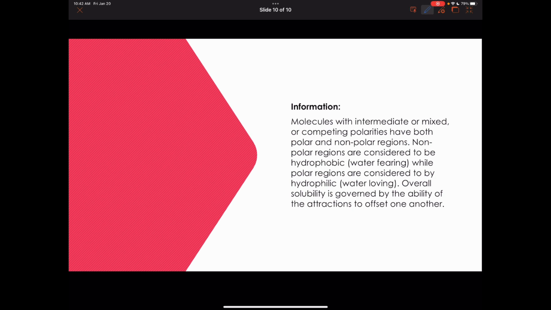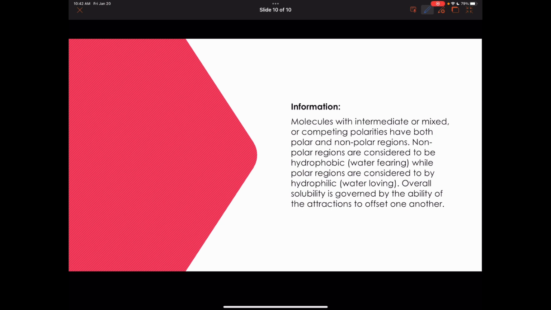Now, one last thing we want to touch on with that intermediate polarity real quick is that molecules with intermediate or mixed or competing polarities have both polar and nonpolar regions. So we've mentioned that already. Now, the nonpolar regions are considered to be hydrophobic. So we'll see that term used often, hydrophobic, often water-fearing, because they don't mix well with polar substances. So that would have been what we saw in our last example.